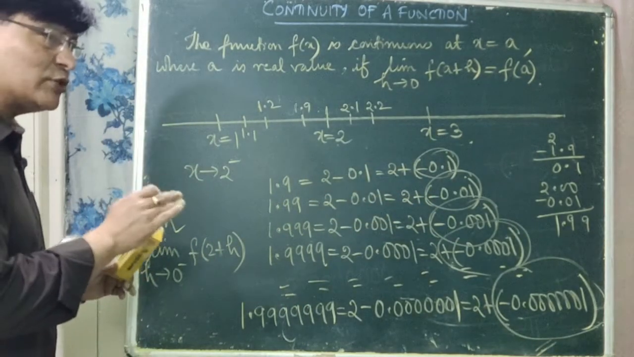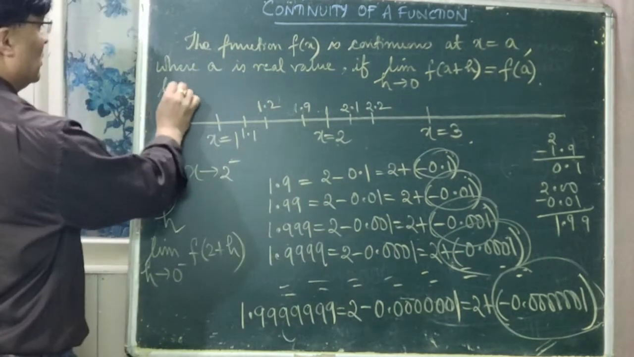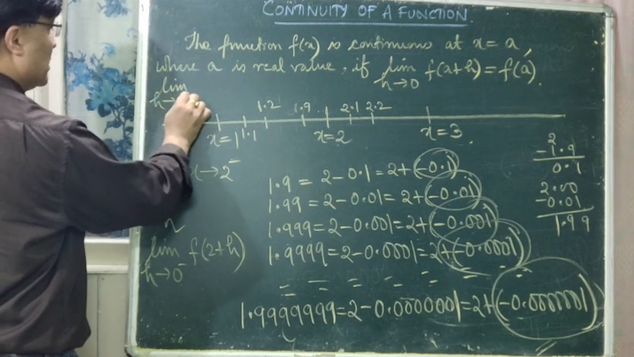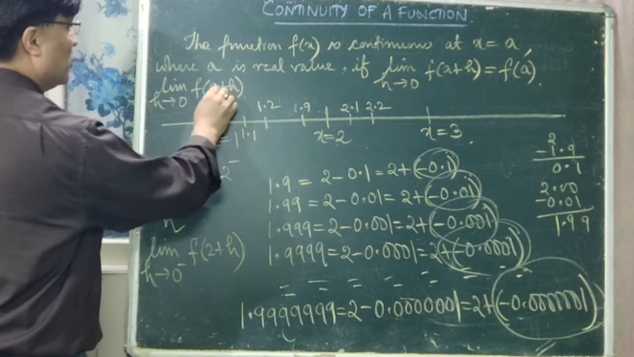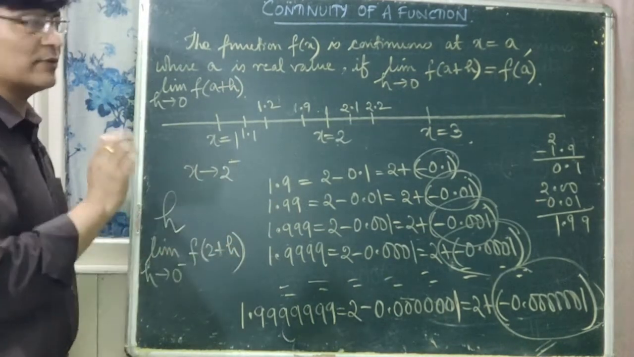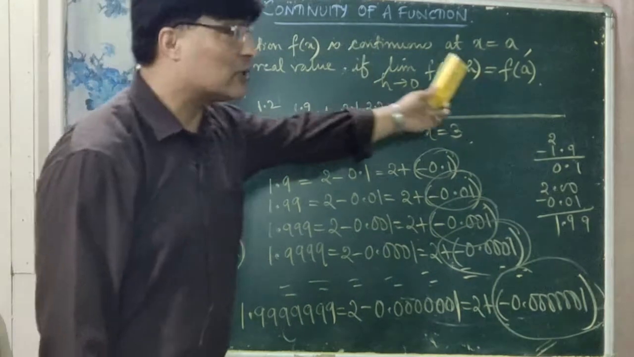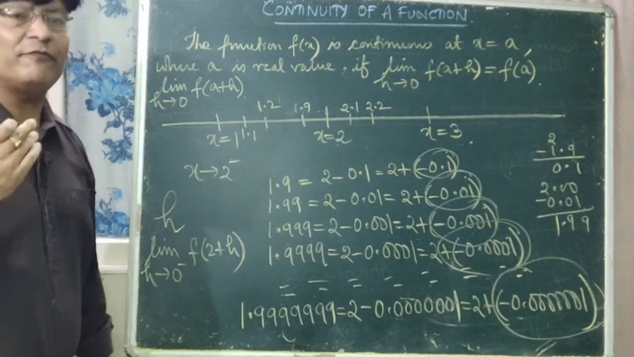त h tends to 0 plus र h tends to 0 minus लाई कम्बाइन गरेर चाहिँ हामीले के लेखेको हो? Limit h tends to 0 f of a plus h. यो a भने कुनै पनि नम्बर हुन सक्छ, 0 पनि हुन सक्छ, 1 पनि हुन सक्छ, 2 पनि हुन्छ, etc. ठीक छ? So this is another way of writing the definition of continuity of a function.